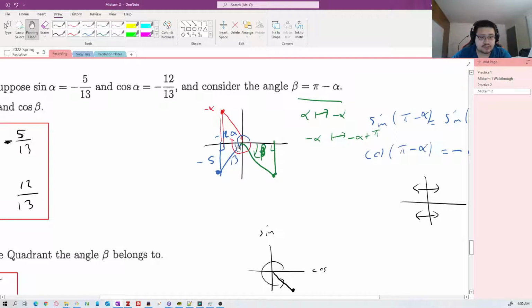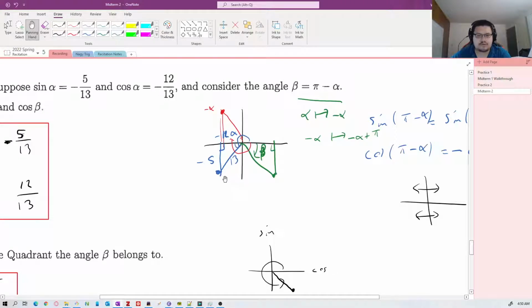Cosine is adjacent over hypotenuse, so we would have 12 over 13, and then we recognize that this has to be negative. Everything checks out, because this is negative in the sense that the y coordinate is negative, and this is negative in the sense that the x coordinate for this point is negative. So all these lengths check out. That's good, just sanity checking our work so far.